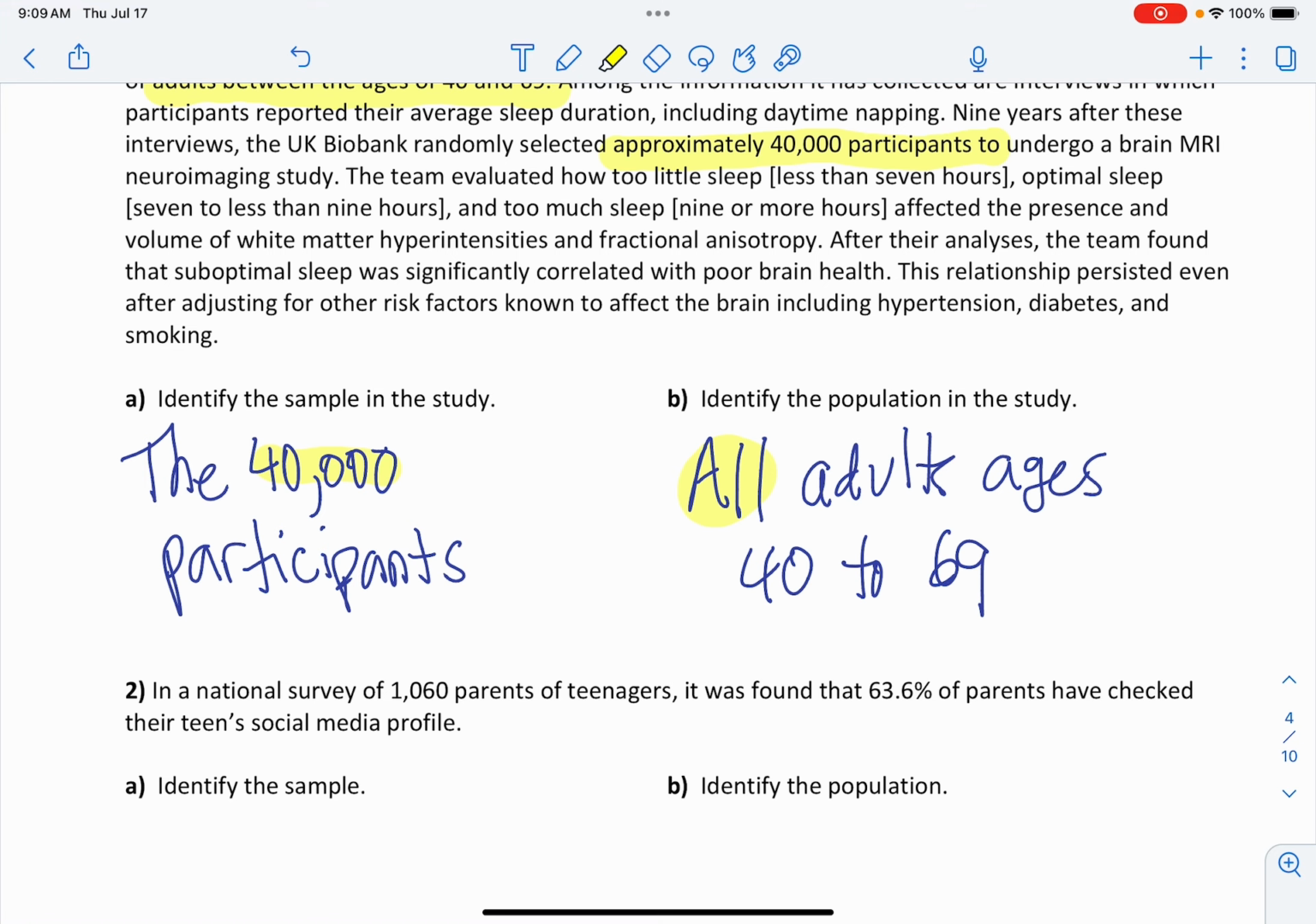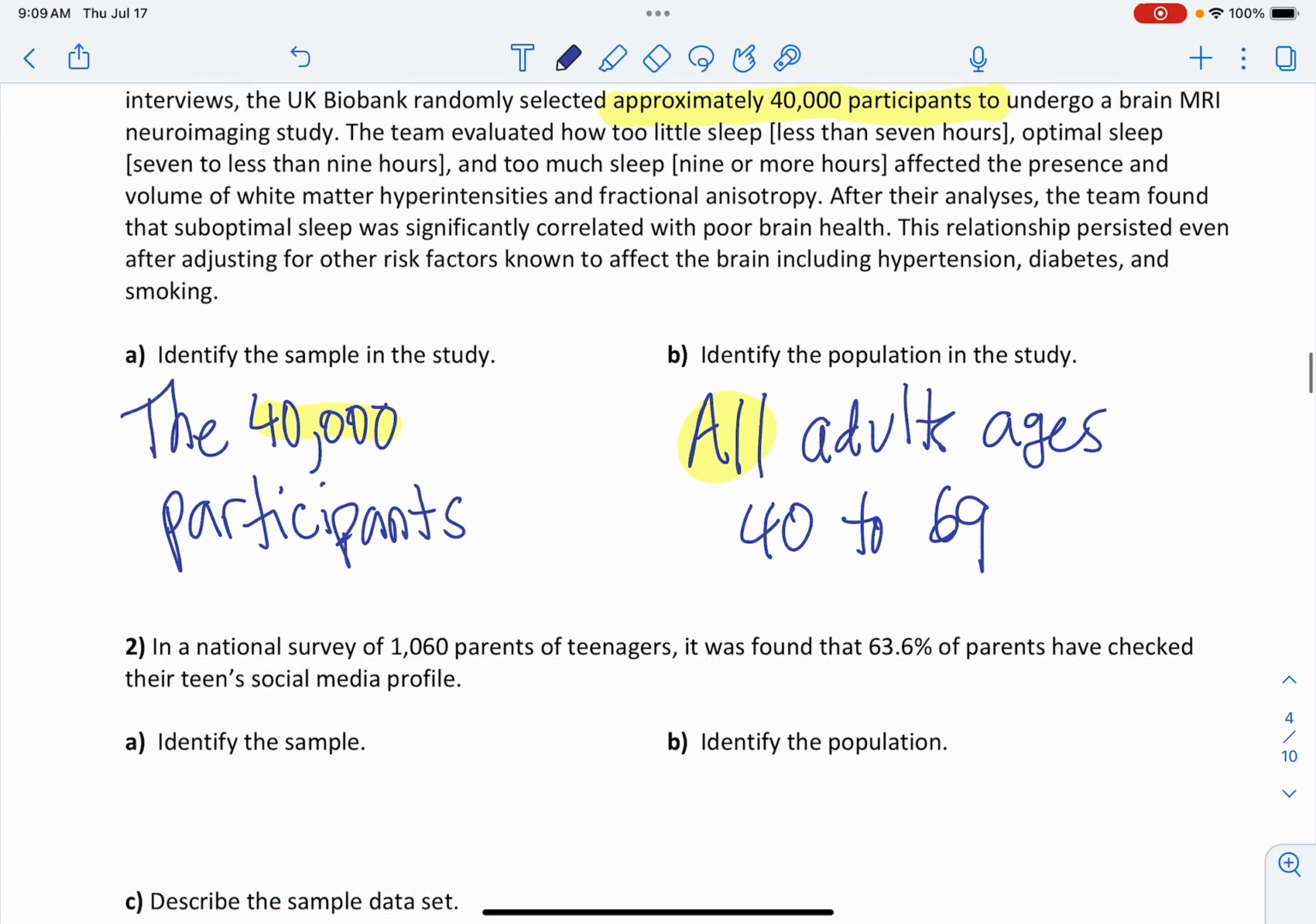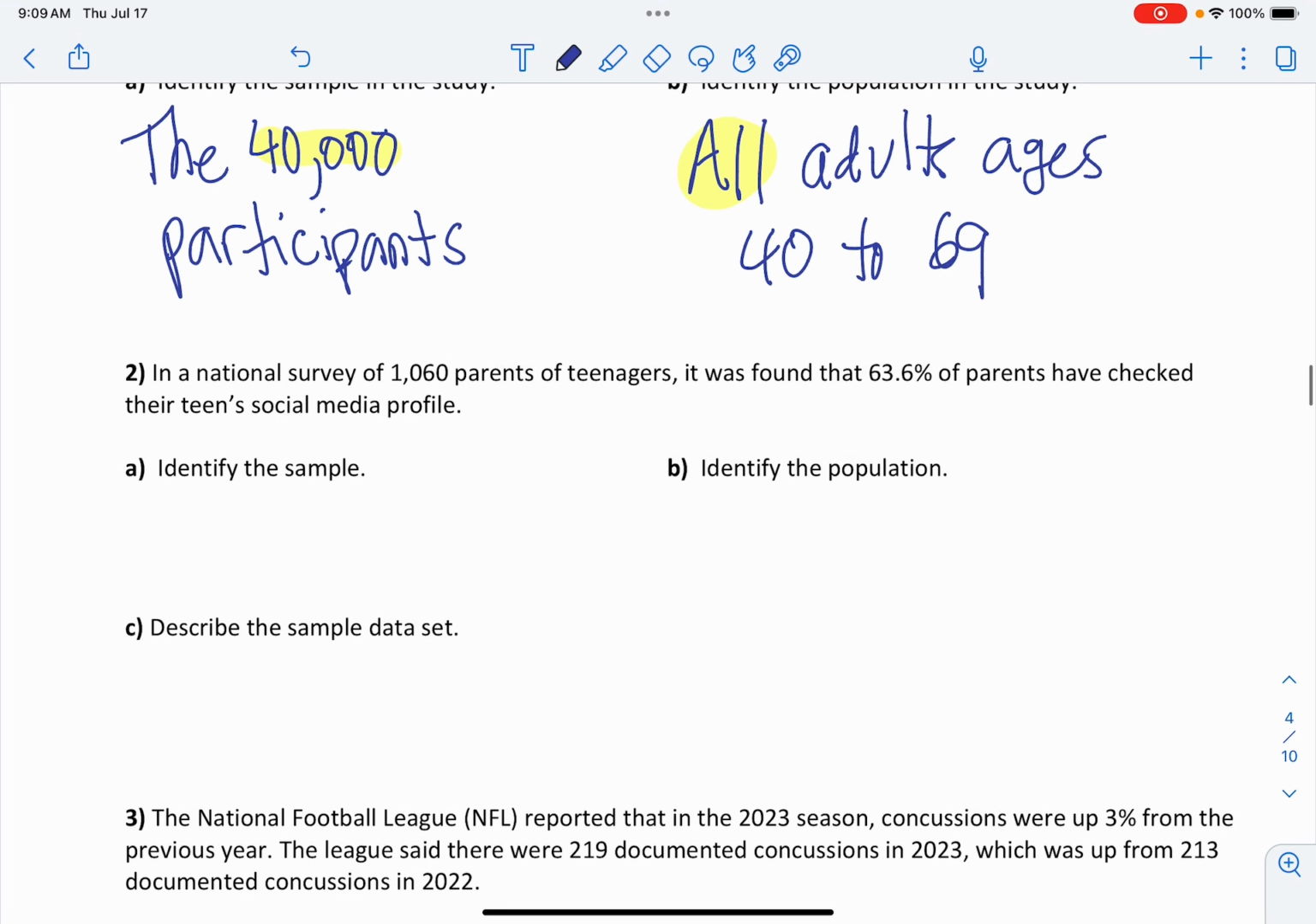Okay, another one. How about in a national survey of 1,060 parents of teenagers, it was found that 63.6% of parents have checked their teens' social media profile. So what's the sample? We can see that the sample we have right there, those 1,060 parents, those are the ones that were involved in the study. So the 1,060 parents of teenagers in the study.